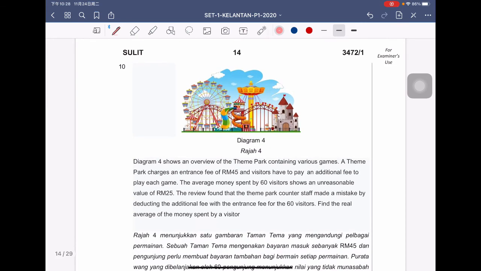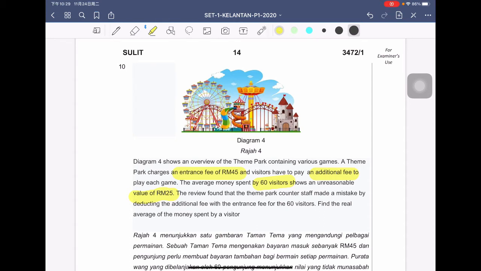Question 10. Diagram 4 shows an overview of a theme park containing various games. A theme park charges an entrance fee of 45 ringgit, and visitors have to pay an additional fee to play each game. However, the average money spent by 60 visitors shows an unreasonable value of 25 ringgit. The review found that the theme park counter staff made a mistake by deducting the additional fee from the entrance fee for the 60 visitors. Find the real average of the money spent by a visitor.